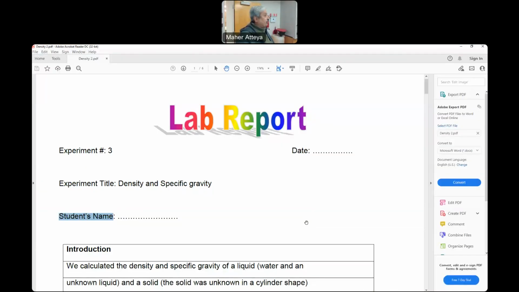Let me share it. Let me get out of this and share the PDF. So I'm sharing the PDF. That's a lab report for next week, but you will do it for this lab. So how do we do it? Well, the experiment is experiment number 1. It's about the measurements, correct? Today it's about measurement and sig figs.